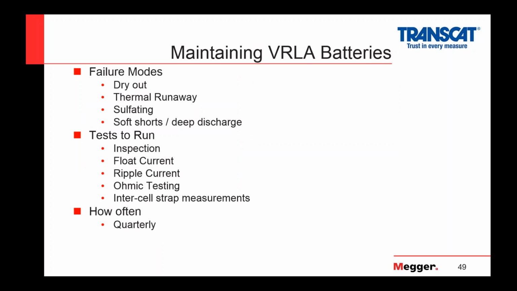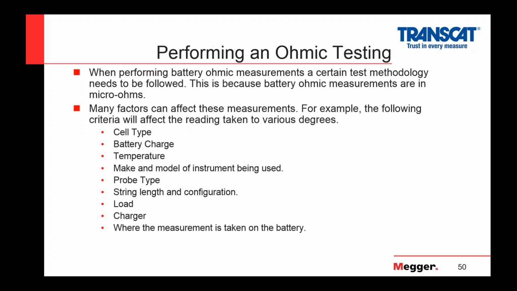Okay, VRLA batteries. What type of testing are we going to do? Well, their failure modes are dry out, thermal runaway, they sulfate, and you can get soft shorts if you deep discharge them. So what tests are we going to do? We're going to do inspections, float current, ripple current, ohmic test, and intercell strap measurements. These are the tests we want to run. How often on a VRLA? You want to do it quarterly on them, okay? Because this is how often you can have issues with them. They can fail within that amount of time, okay?